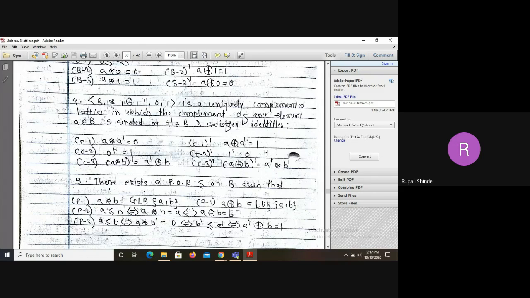In the complemented lattice, we saw how to check the complement of any element. At that time, we were not aware of this A dash. That's why we used the method A star question mark equals 0, and A XOR question mark equals 1. But here we know the complement of A is A dash, so A star A dash is equal to 0, and A XOR A dash is equal to 1.